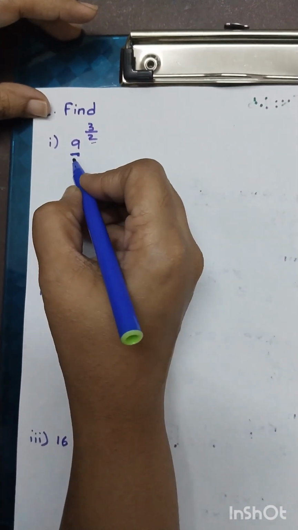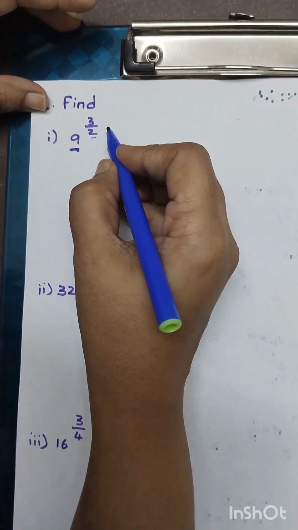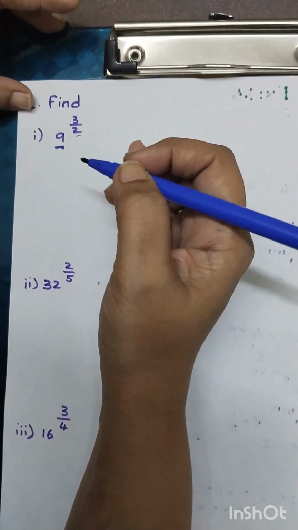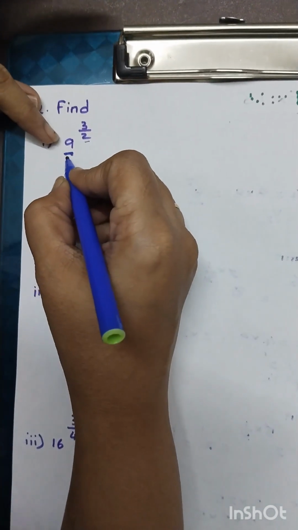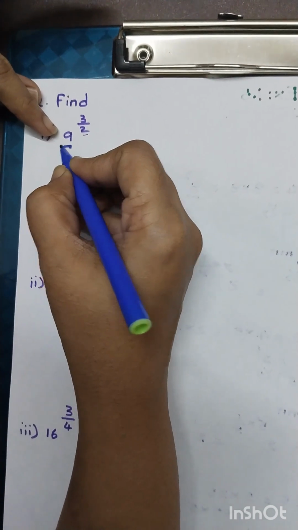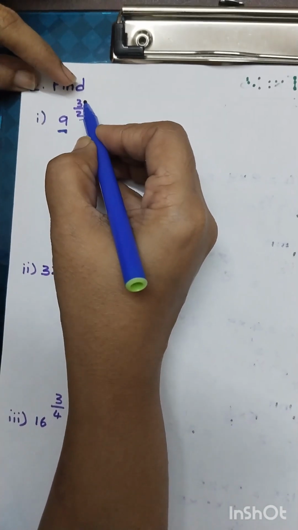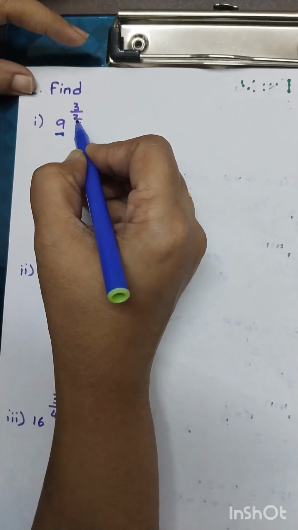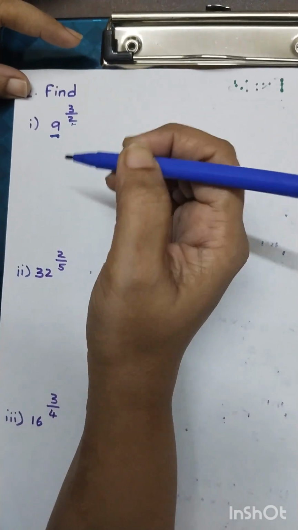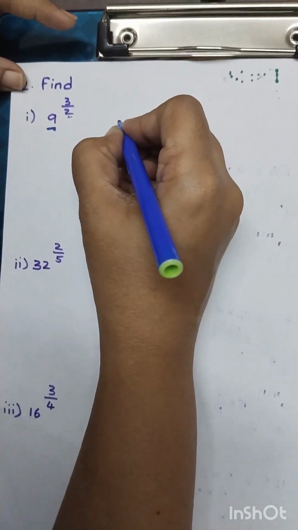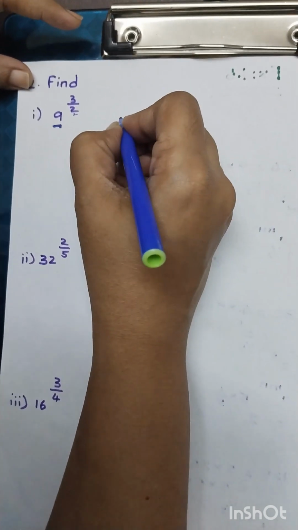So we have 9 to the power of 3 by 2. So how are we going to solve this? As discussed earlier, let's see if we can write 9 in terms of a number to the exponent of 2. Why only 2? Because here in the exponent, the denominator is 2. That makes our solution a little easy. So let's see whether we can write 9 in terms of a number to the power of 2.